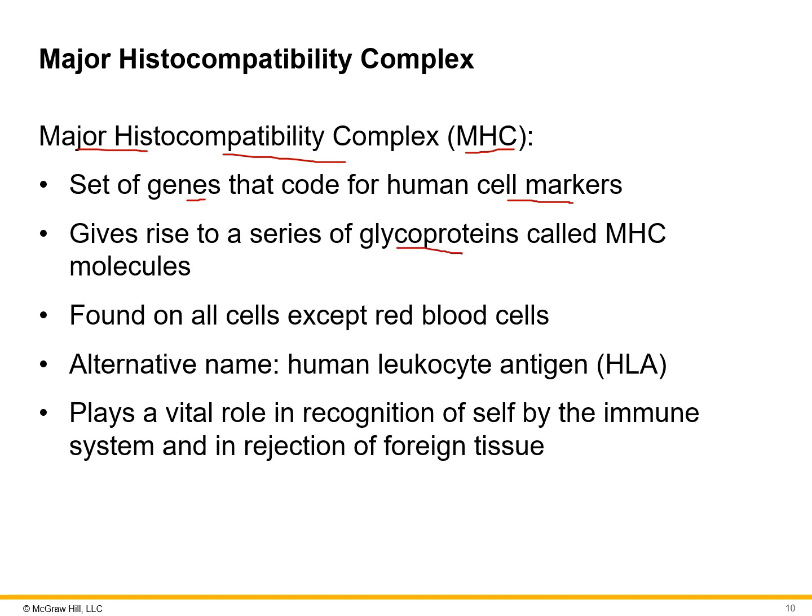These are glycoproteins, meaning it's a protein with a sugar attached. And they are found on all cells except red blood cells. So remember, red blood cells don't have a nucleus. So that's another way to remember they also don't have MHC molecules. Everything else has MHC molecules on them. And those are also called HLA, human leukocyte antigen. So these are going to help recognize self cells versus foreign tissue.